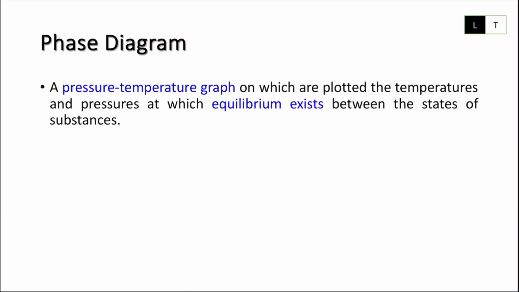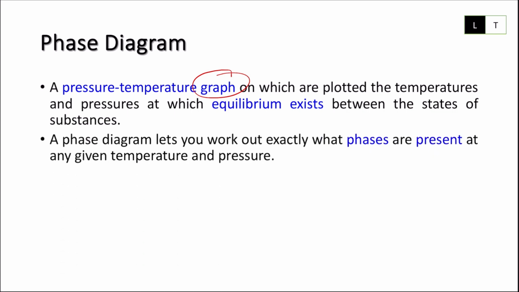So phase diagram, what is that? So it is a pressure temperature graph on which are plotted the temperature and pressures at which equilibrium exists between the states of substances. So the states of substances that we are going to focusing on is only 3: solid, liquid and gas. And the phase diagram also let you to know and work out exactly what phases are present at any given temperature and pressure based on the question.